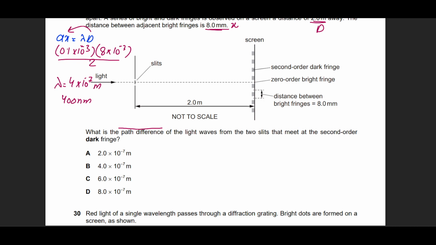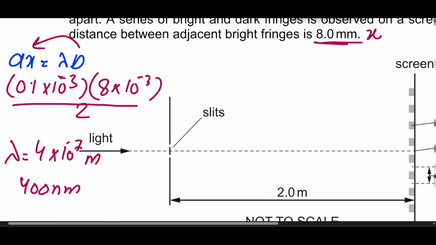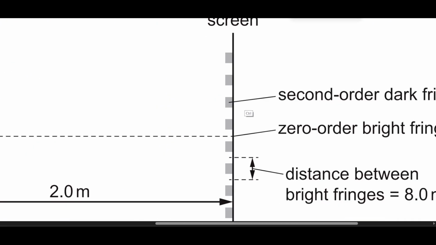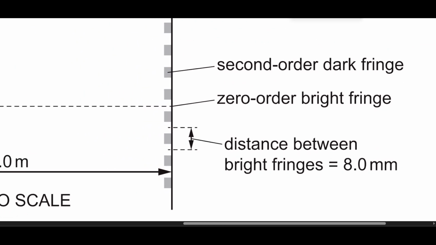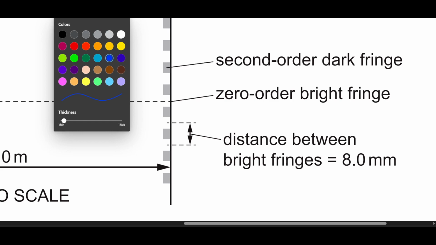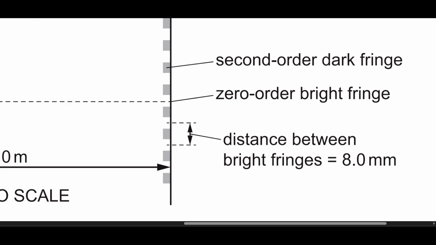Okay, so he says, what's the path difference up to the second order dark fringe? Let's zoom into the question and see, and let me discuss a shortcut for you. What is the path difference at these points? You see, at the very central point, the path difference is 0. So at this point, the path difference is going to be 0 lambda.